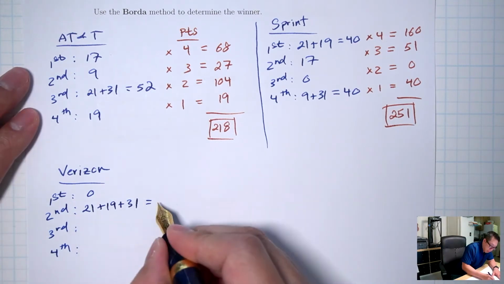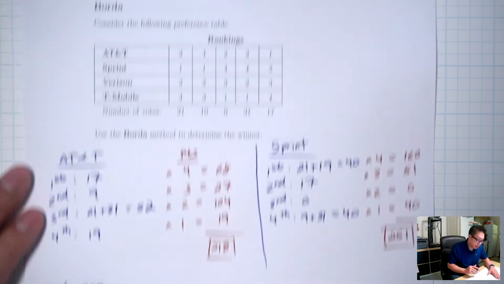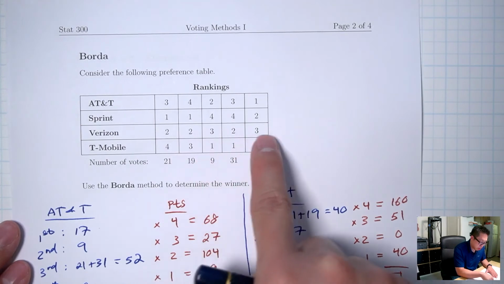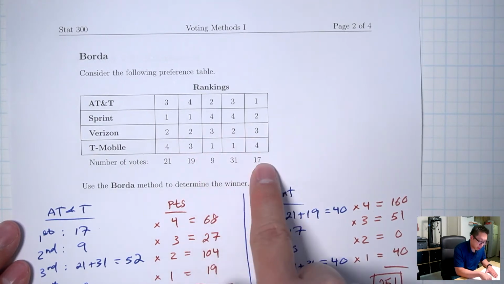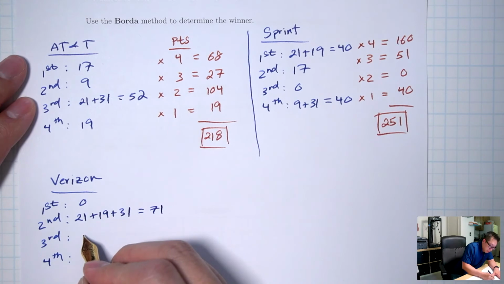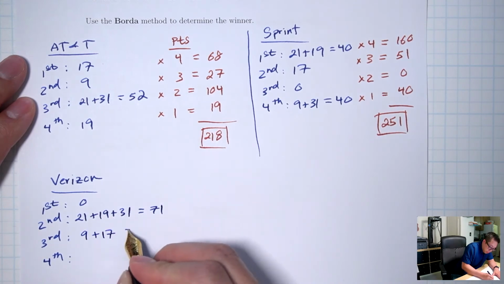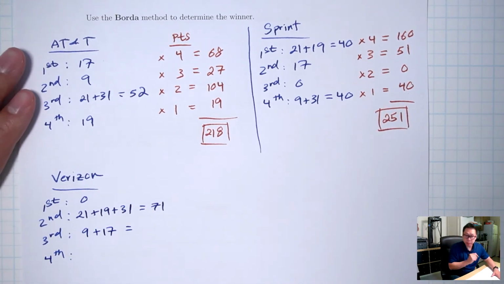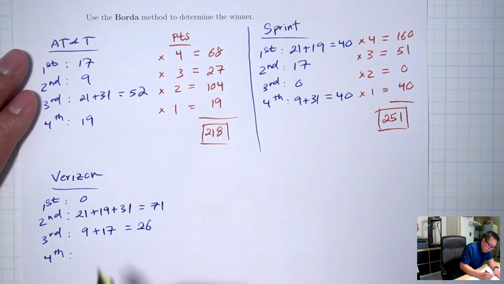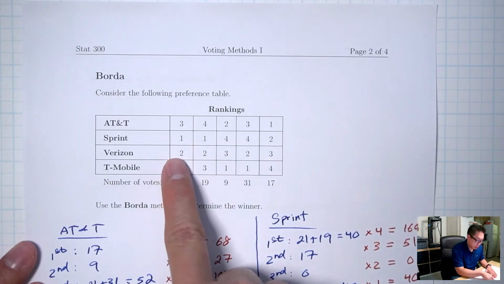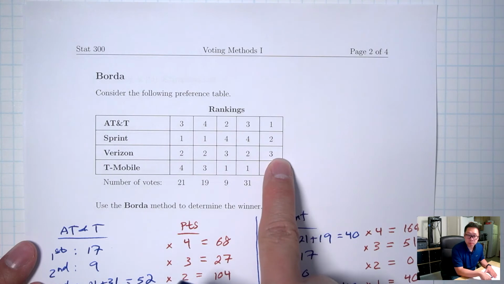$71. Third place, these two threes, which means 9 plus 17. I think that's 26. And then finally, fourth place. I don't see any fourth places, so none, 0.